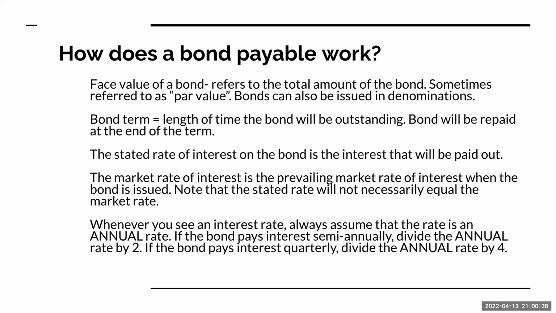Another thing: whenever you see an interest rate, always assume that the rate is an annual rate of interest. So it's a 12-month rate. If the bond, though, pays interest semi-annually, just divide the annual rate by 2. But remember, the number of interest payments is also 2 per year instead of once per year, because it's semi-annual. If the bond pays interest quarterly, divide the annual rate by 4.